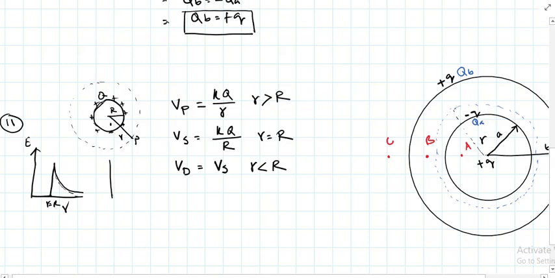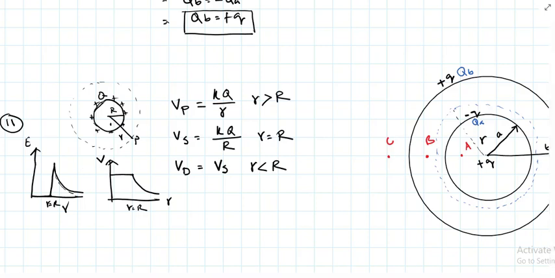Whereas the potential curve, this is capital V, electric potential, versus displacement. At the surface it is maximum and then goes as 1 over r. This is the formula, and whatever the potential at the surface, it remains constant inside, right? That was the curve. Using that idea, we are going to solve this one.